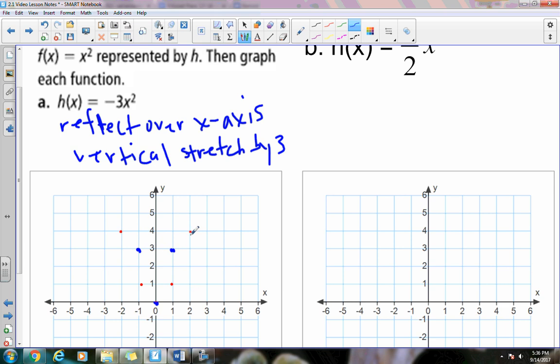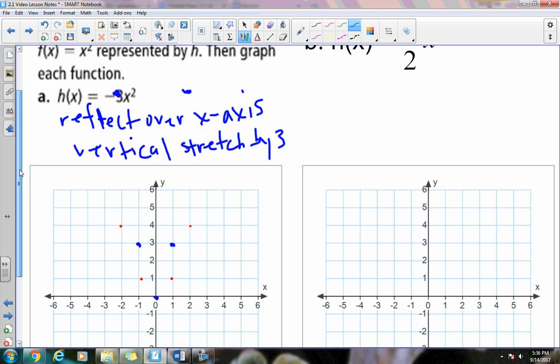This vertical distance is 4 up. 4 times 3 is 12. But 12 is not on here. My graph ends at 6, and this goes to double that. So I'm going to estimate, somewhere up there. This side, it's symmetric, so same thing. This one, way up there. But now we've got to reflect it.